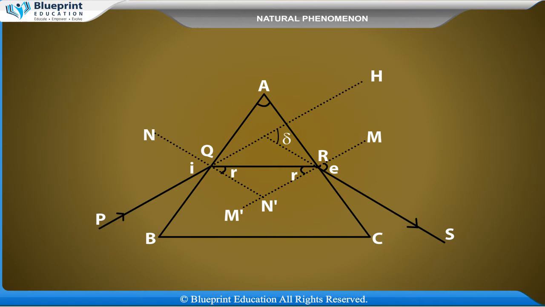When a ray of light PQ from a rarer medium, air, is incident on the refracting surface AB, it gets refracted and bends towards the normal to the plane AB. The refracted ray of light moves along QR. At the second surface AC, the refracted ray QR has entered from glass to air and emerges out along RS, as it has been bent away from the normal. Hence, it bends towards the base of the prism.